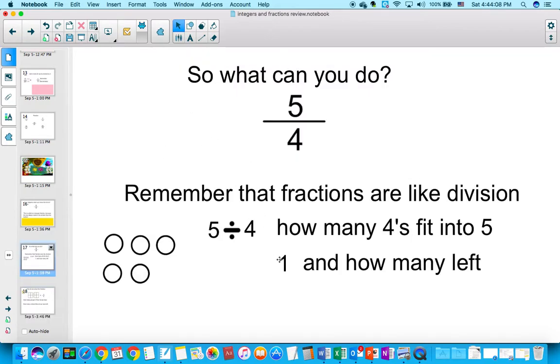So, how much is left, right? 5 divided by 4. Well, you only have 1 left, right? So if I take this out and I divide it into 4, well, I have 4 parts, and I have 1 left over. So it would be 1, right? I have 1 whole, and I have 1 left over. So 5 divided by 4 will be 1 and 1/4.